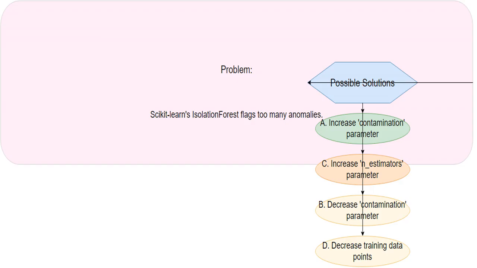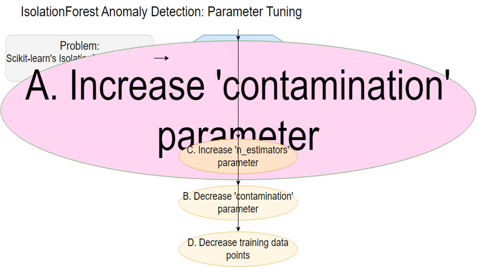I see the problem. Your IsolationForest model is mistakenly labeling too many normal data points as anomalies. This means it's too sensitive and needs adjustment. I recommend increasing the contamination parameter. This tells the model to expect a larger percentage of anomalies in your dataset. Think of it like this. If you tell the model to expect more troublemakers, it will be less likely to wrongly accuse the innocent.